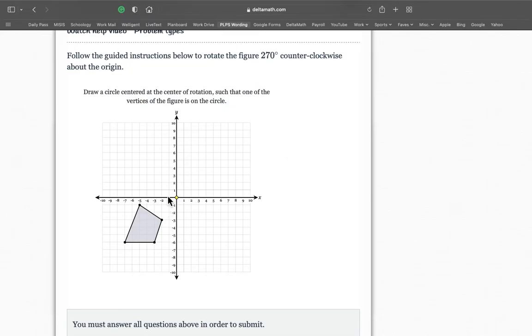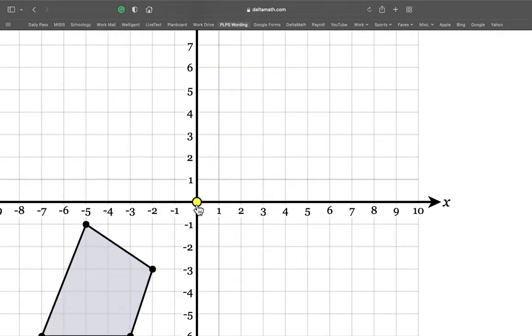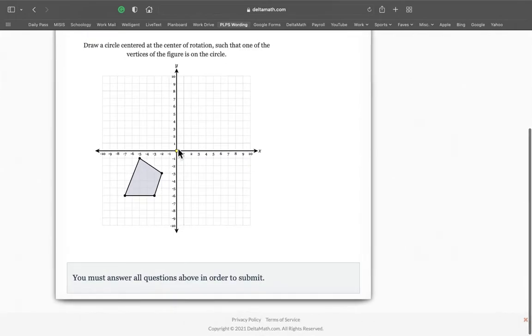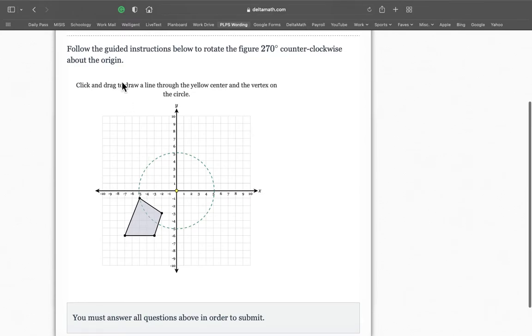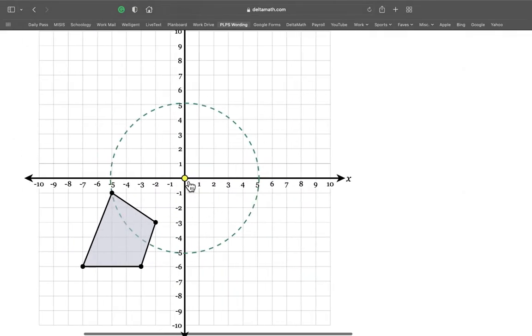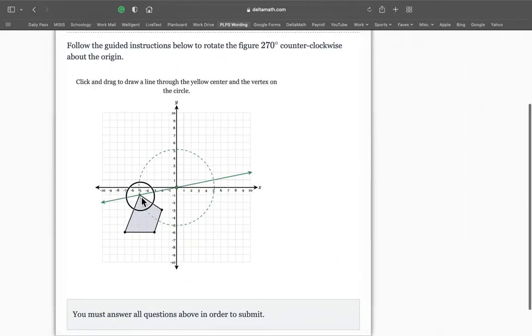So we're going to come over here to this yellow point, and we're going to drag a circle to any one of these 4 points. I like choosing the one that's the closest, so I can do that one or that one. It's up to you. So I drag a circle, and I'll do that one there. Next, it says click and drag a line through the yellow center and the vertex, right? So I'm going to do a line that goes from my yellow to where the circle met the figure at this vertex here. So I'm going to draw, there you go, green line.